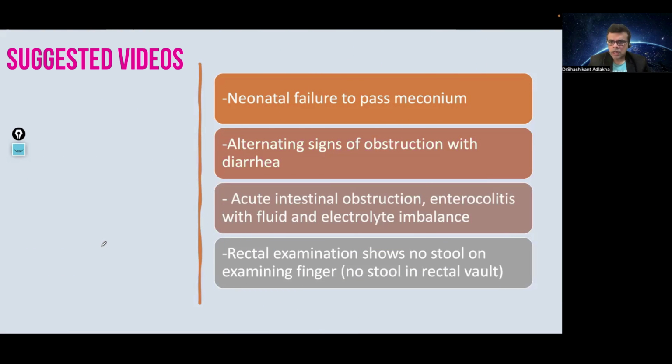What are the symptoms that we ought to know? What could be the typical clinical features? The typical clinical feature is neonatal failure to pass meconium. That is the most classical clinical feature by which it can be easily recognized. Sometimes it will not be there, and it will present with alternating signs of obstruction, constipation with diarrhea, that can be seen in older children. It may manifest later on, not immediately after birth. There may be signs of acute intestinal obstruction, enterocolitis with fluid and electrolyte imbalance. Rectal examination will show no stool.